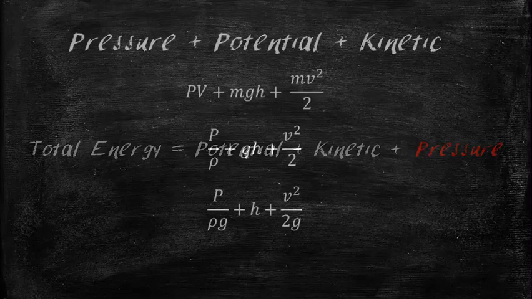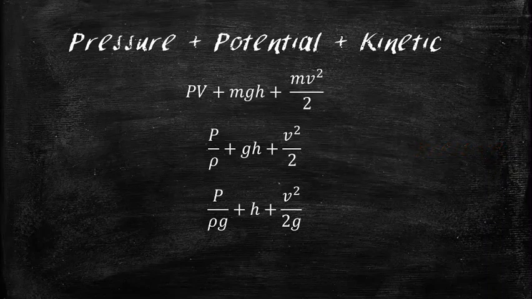So here we have our three types of energies and their respective formulas below. You'll probably recognize the potential energy formula and the kinetic energy formula. The pressure energy is simply the pressure contained in a given volume of fluid V. But this is an issue because we do not want our equation to depend on a given volume. We want it to work for all volumes.